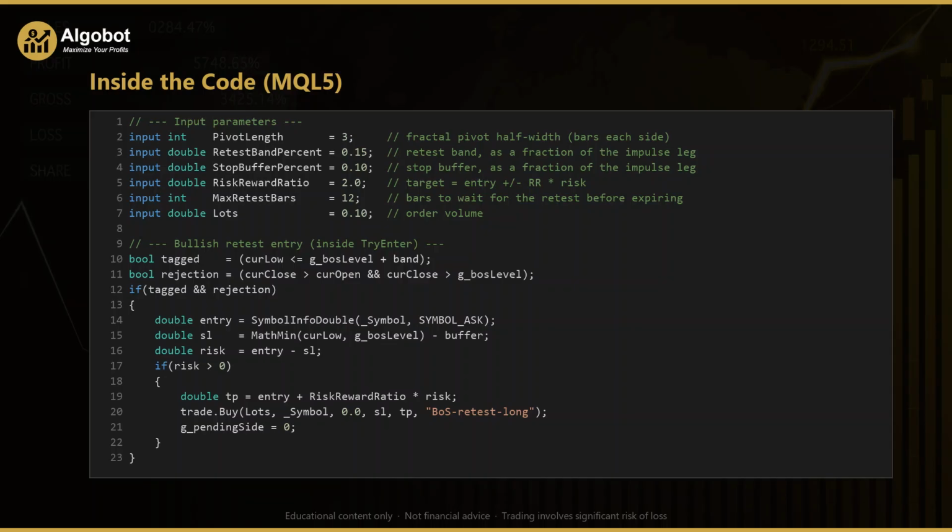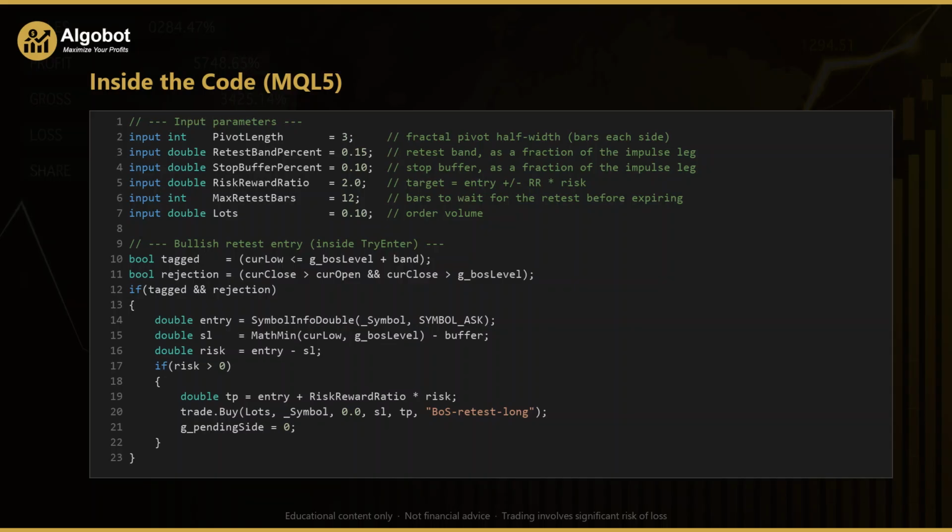Now the heart of the logic, the bullish entry. The variable named tag checks whether the current candle's low has dipped into the retest band, just above the broken structure level. The variable named rejection checks two things at once: that the candle closed higher than it opened, and that it closed back above the broken level. Both conditions must be true. When they are, the code reads the current ask price as the entry.